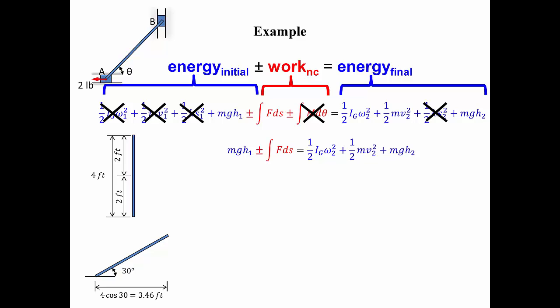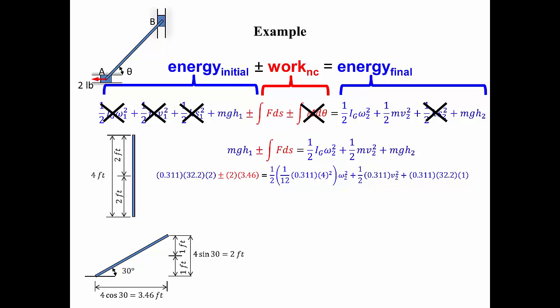Doing a little bit of trigonometry, we can figure out that the x component of that rod is 3.46 feet and the y component is 2 feet. Knowing that the y component is 2 feet, the elevation of the center of mass of that rod is located at 1 foot from the bottom.